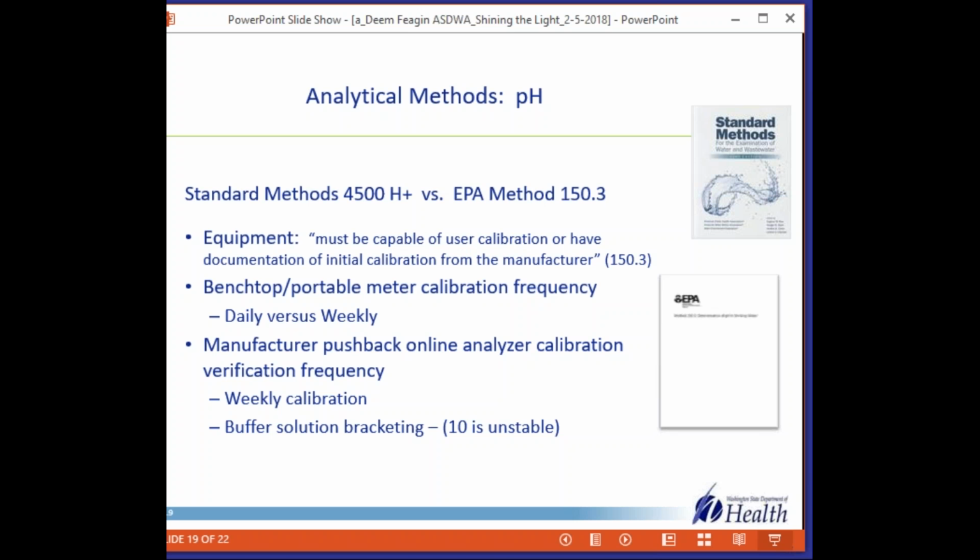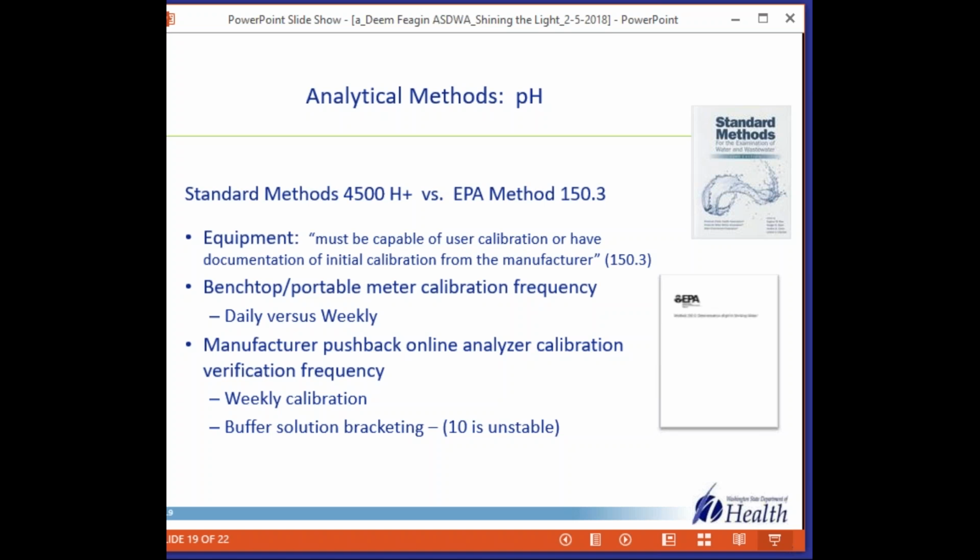Method 150.3 would allow weekly. And we are pushing this out into the drinking water world, so we're getting some pushback from manufacturers on the online analyzer calibration frequency. So is that really weekly? So that's one issue.